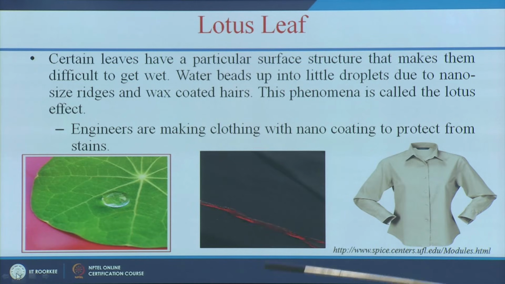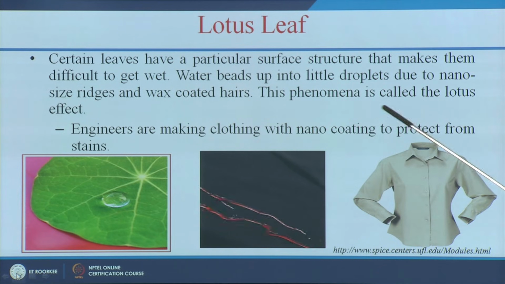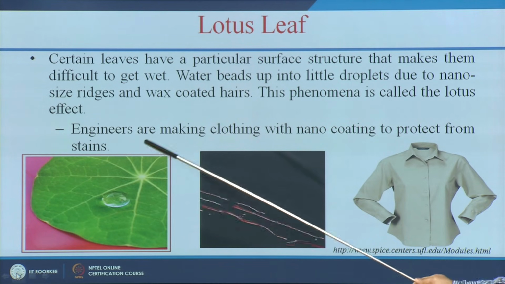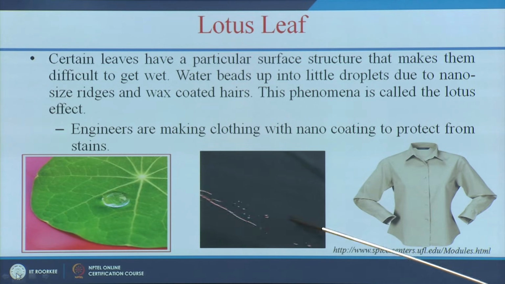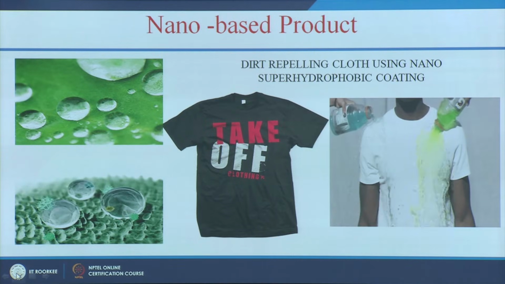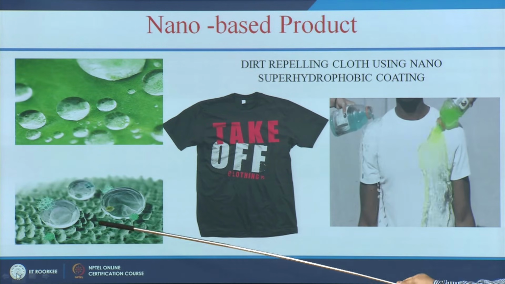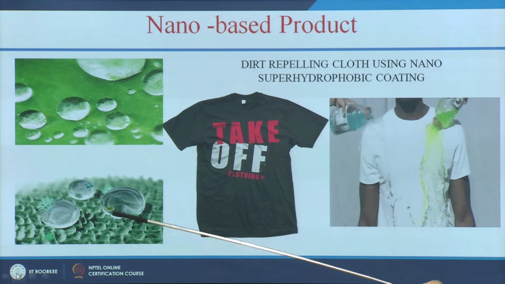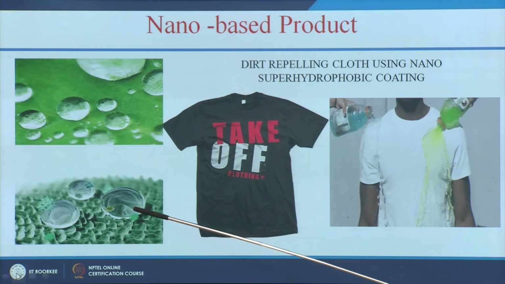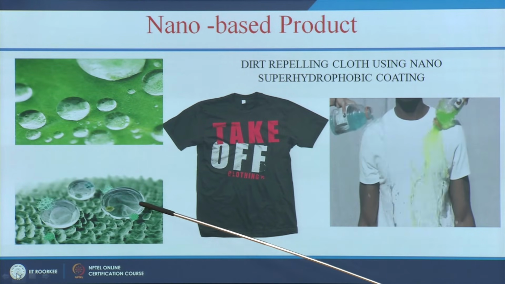Similarly, the lotus leaf also has such nano size ridges and waxy hairs. This phenomenon is called the lotus effect. Based on this idea, we can make similar hydrophobic textile materials. You can see here a scanning electron microscope picture of a lotus leaf. It has tiny nano ridges and is super hydrophobic, and when a water droplet falls on it, it rolls on the surface and removes all the dirt particles or bacteria.